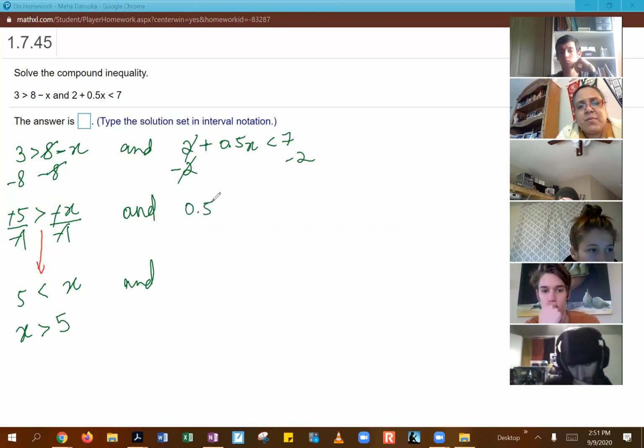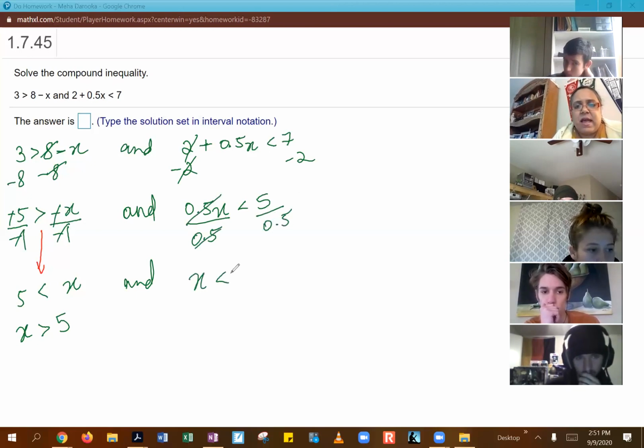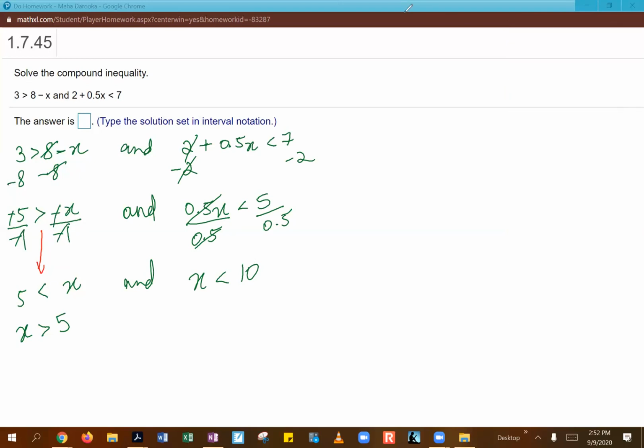Then we have 0.5x is less than 7 minus 2 is 5. And then you end up dividing both sides. And we are dividing by a positive 0.5. So that does not affect the direction. And since you're dividing 5 by 0.5, that will actually make it 10. So x is less than 10, which I think almost all of you got. Yeah, looks like it. Okay, so let's try and put this together now and see what do we have here.